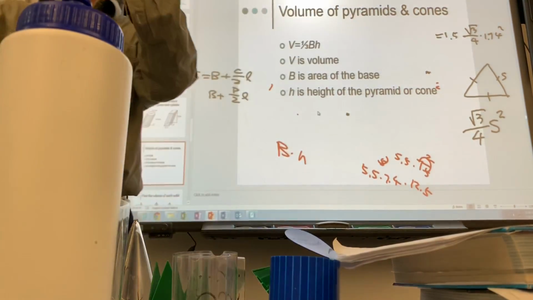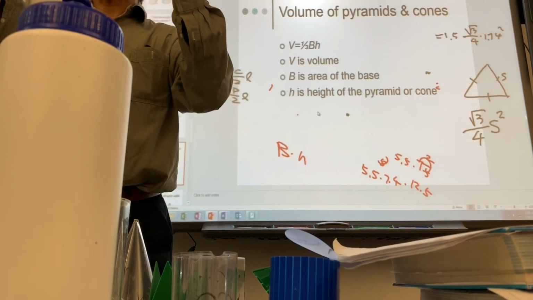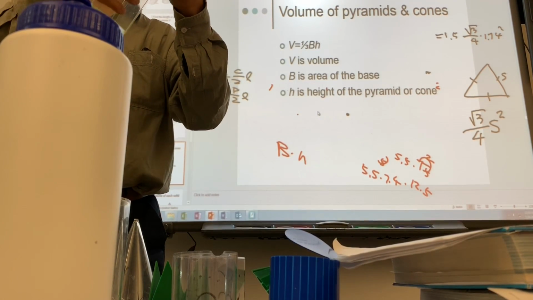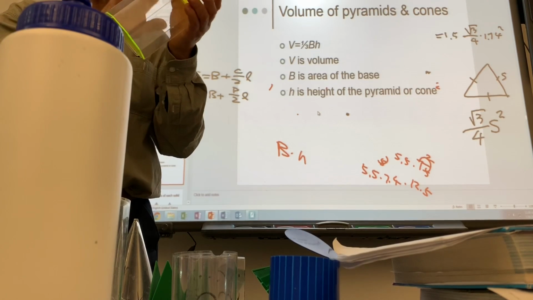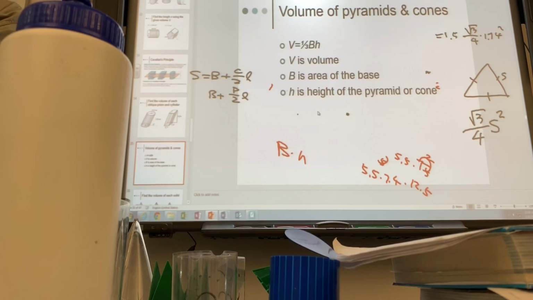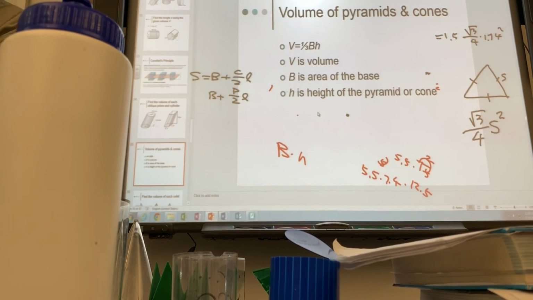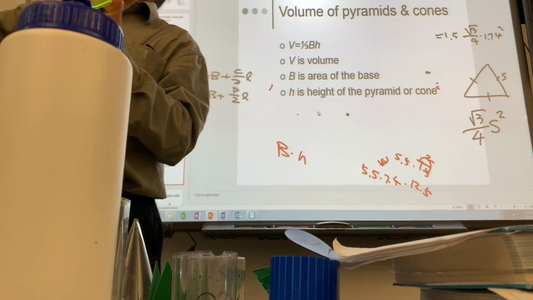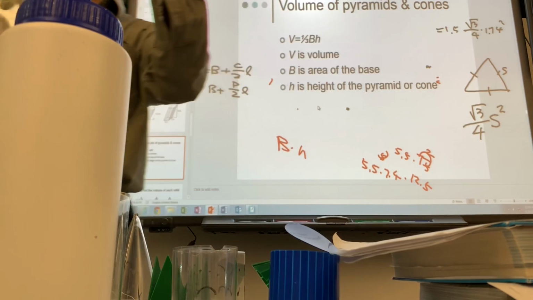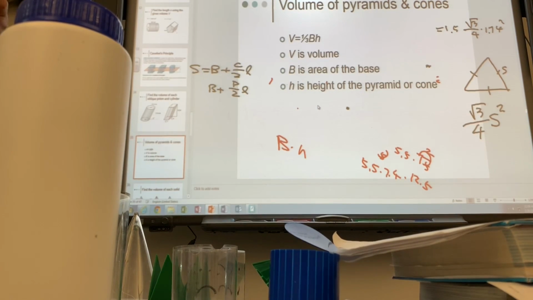For instance, for this part you can see, they have the same height, same base. The volume of the pyramid should be 1/3 of the prism's volume. The volume of the prism should be triple the volume of the pyramid. If this is 100, this one should be 300. If this is 60, this one should be 20. Do you understand, please? Yes.